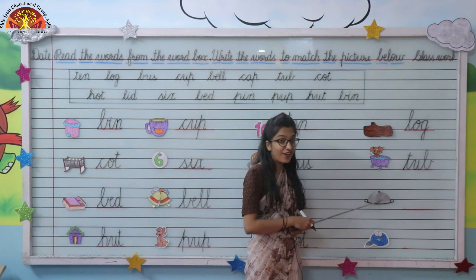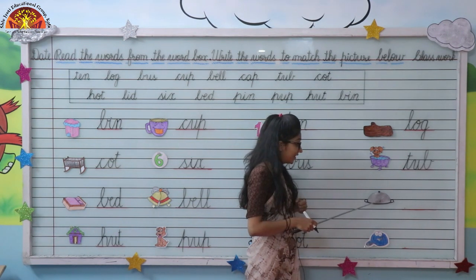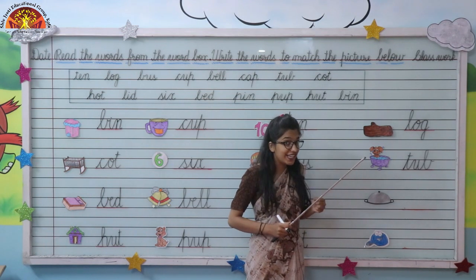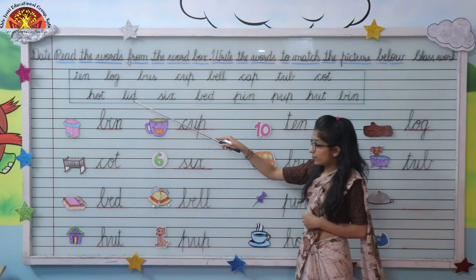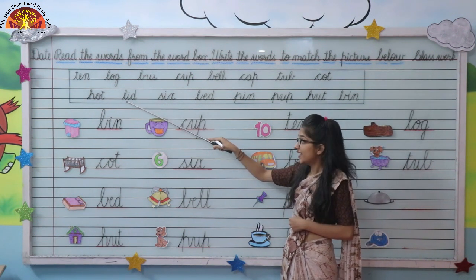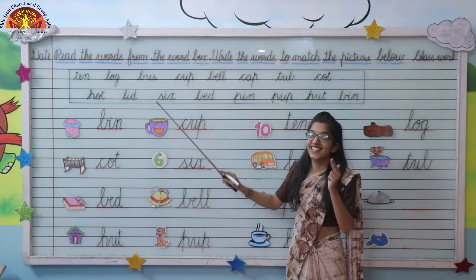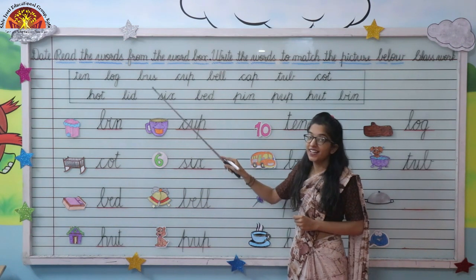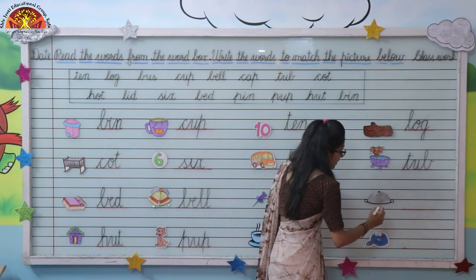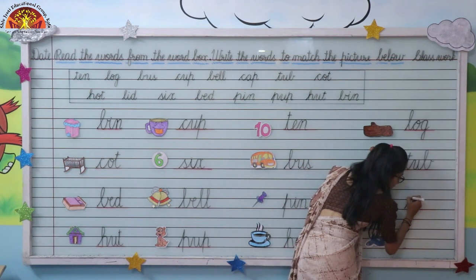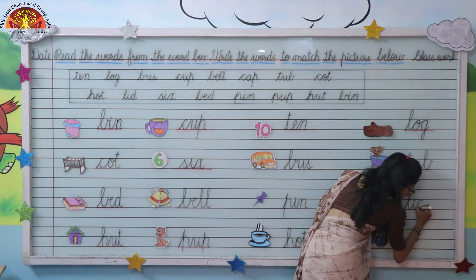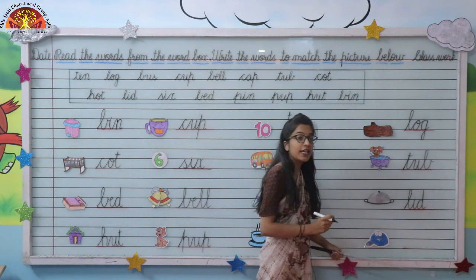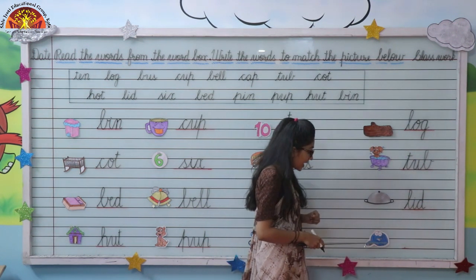This is a picture of lid. Let's search the spelling of lid, kids. This one is a spelling of lid. L-I-D, lid. Yes, this one is correct. So we have to write here spelling of lid. L-I-D, lid. Now come to last picture.